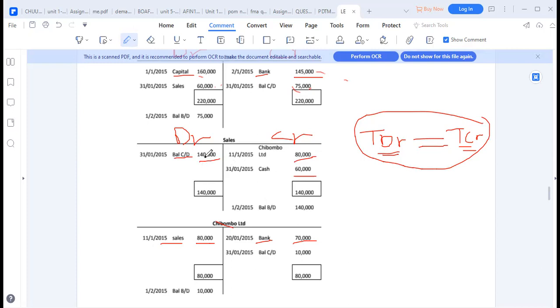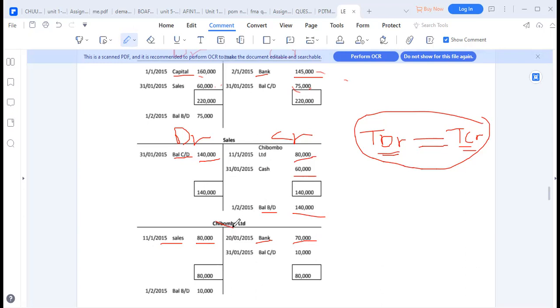So this one should be a balance brought down because it's the excess of the credits over debits. This side was nothing. There's totally nothing here. So this is just a balance brought down for the excess of credits. So in short, we have credits of 140,000. For Chivombo, there's 80,000. So this account, we had to balance up.